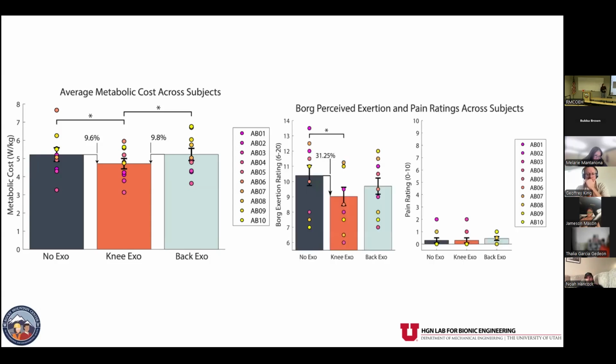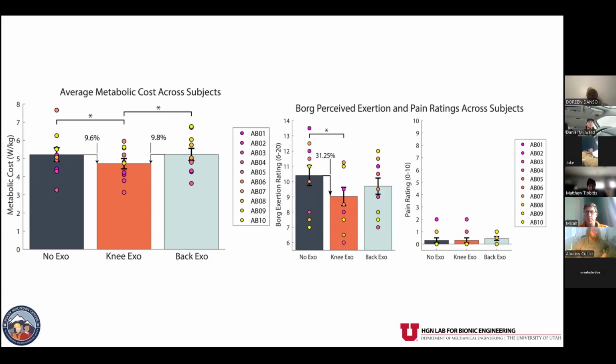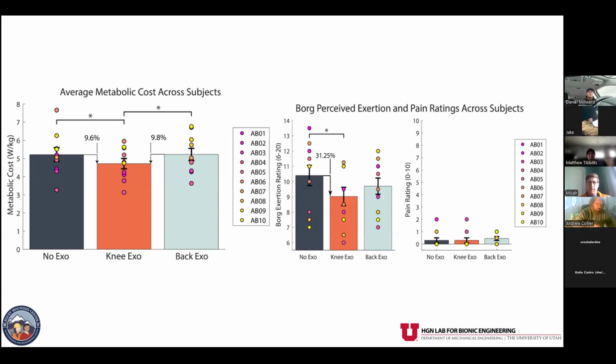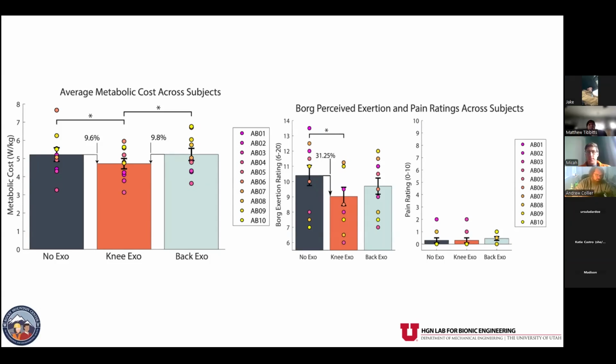They also collected some perceived exertion scores, and we see that the knee exoskeleton, when people were using it, they perceived the task to be easier, and that again was statistically significant, and it was not statistically significant between the no exo and back exo condition or the back exo to knee exo condition. That last bar chart is a pain scale. They collected pain ratings, but they were all super negligible, so it didn't end up being a significant result, but I think it's nice to capture anyway.